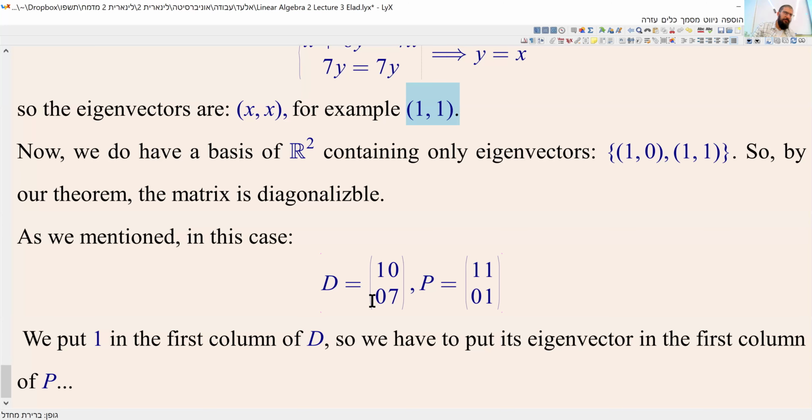Because we have a basis of eigenvectors, we know that a matrix whose columns are a basis of the space, then P is invertible.